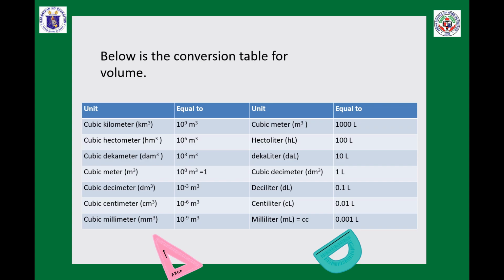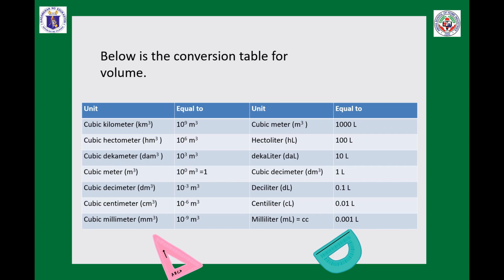1 cubic decimeter is equivalent to 10 raised to negative 3 cubic meters. 1 cubic centimeter is equivalent to 10 raised to negative 6 cubic meters. And 1 cubic millimeter is equivalent to 10 raised to negative 9 cubic meters. Also, we have here 1 cubic meter is equivalent to 1,000 liters.